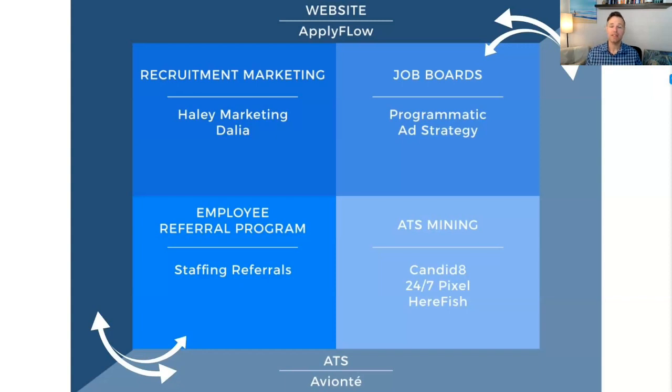Then you get into the ATS mining, tools like Candidate that you're going to learn a little bit more about in this issue, tools like the Avionte 24/7 Pixel and Herefish. These are all different automation tools that you can actually use to make sure you're constantly nurturing your database and finding talent. So when you do create a job, it will automatically get to the people that are within your database that should see it. And so they can engage with that job, right?